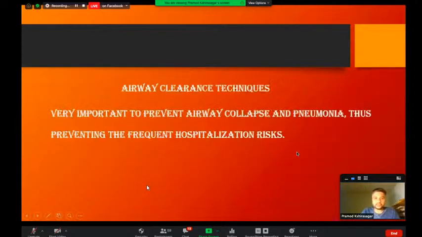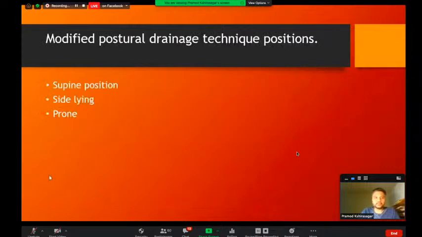So airway clearance is very important to prevent airway collapse and pneumonia, preventing frequent hospitalization. We are not using a tilt board in the patient's home or for patients with COPD. It's not practically advisable because patients have shortness of breath. They cannot tolerate the Trendelenburg position.